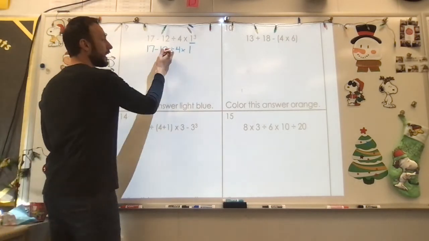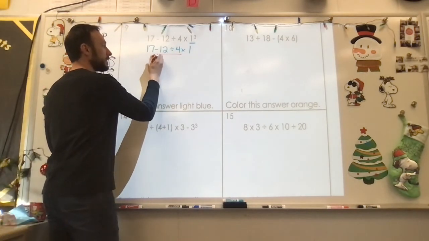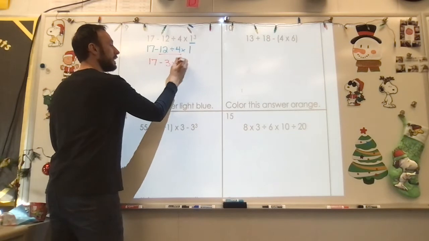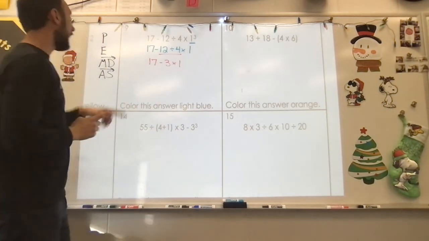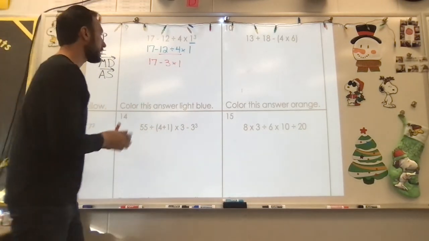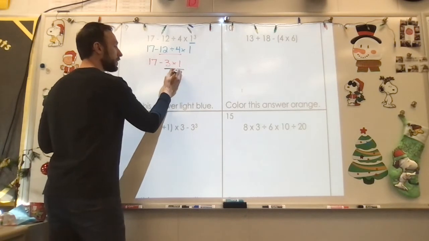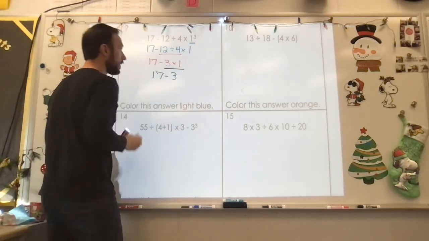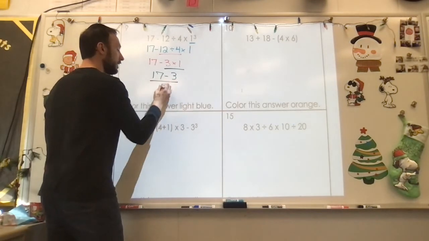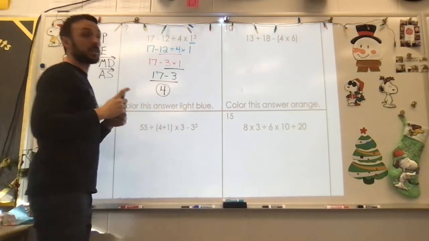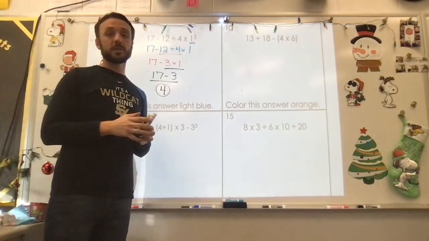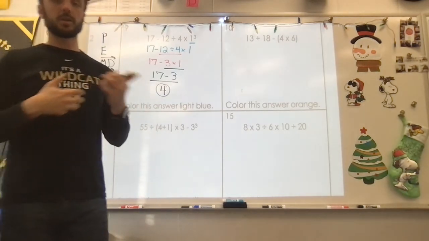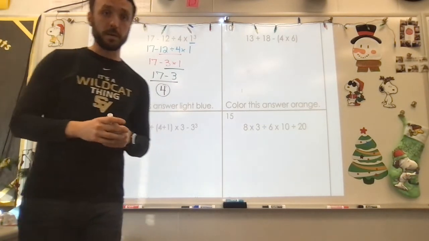So 12 divided by 4 would be 3. So we get 17 minus 3 times 1. I have multiplication, so I'm going to do that next. 3 times 1 is 3, and 17 minus 3 would be 14. So I get a final answer of 14. And that's good because, like I said, all of my answers should be between 0 and 20. They should all be positive, and none of my answers should repeat.